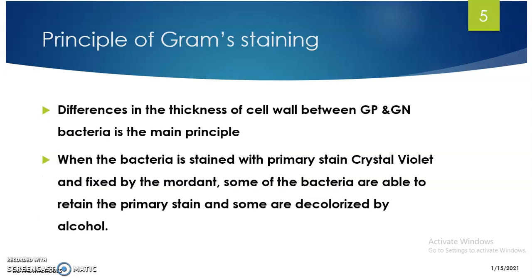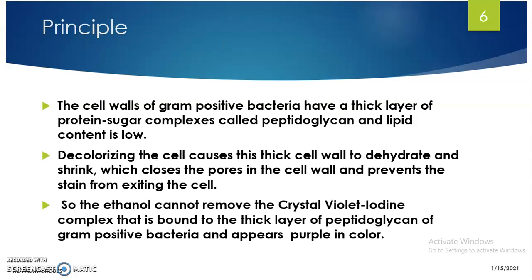Coming to the principle of Gram staining. The main principle of Gram staining is the difference in the cell wall composition of gram-positive and gram-negative bacteria. When the bacteria are stained with the primary stain crystal violet and fixed by the mordant Gram's iodine, some of the bacteria are able to retain the primary stain and some are decolorized by alcohol. This is because of the difference in their cell wall composition.